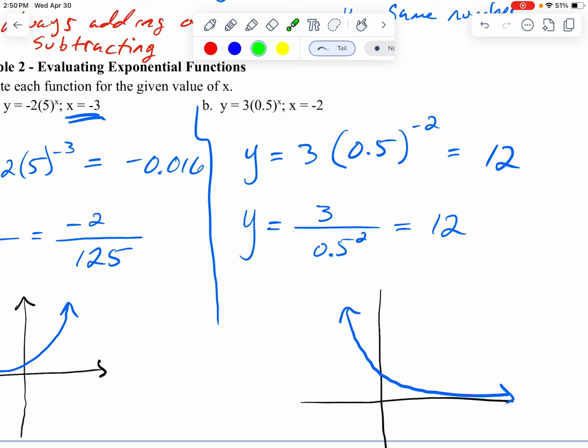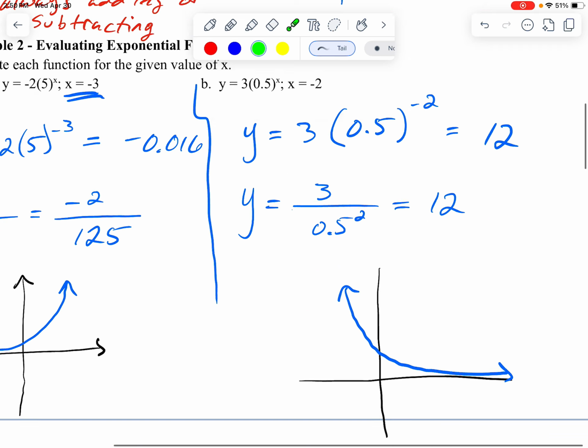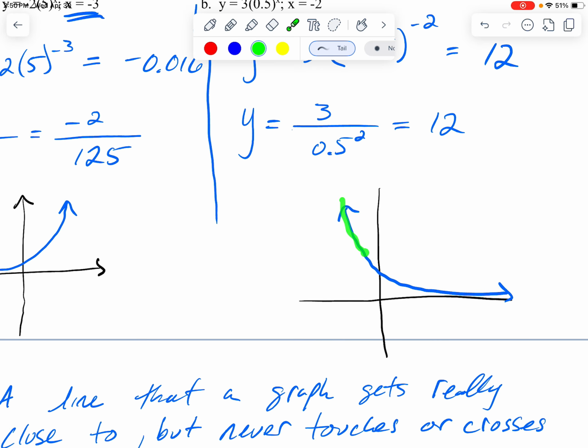So y equals 3 times 0.5 to the -2. And again, if we just plug this into our calculator, you will get 12. And why does that make sense? That negative 2 is going to come to the denominator as a positive 2, and 0.5 squared is 0.25. So 3 divided by 0.25 is 12. And this is a more accurate sketch of what this graph would look like.